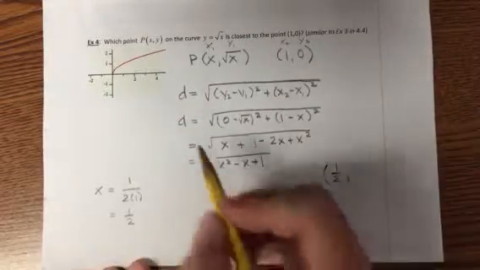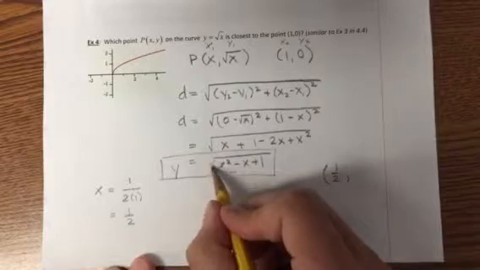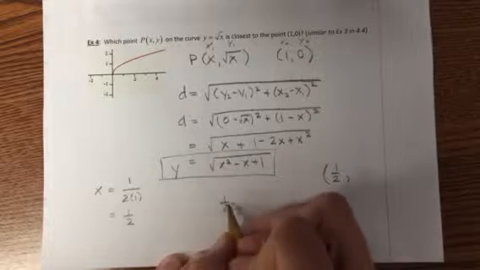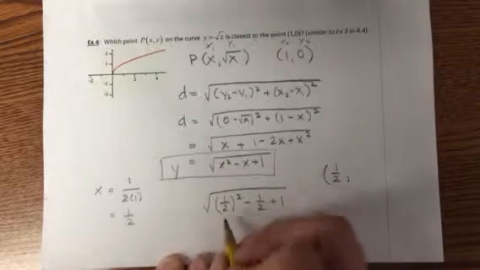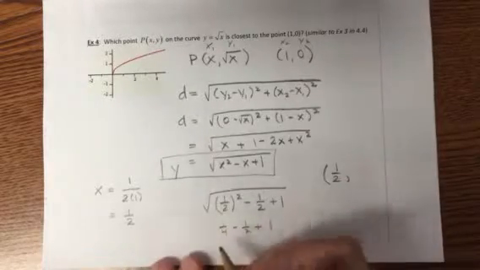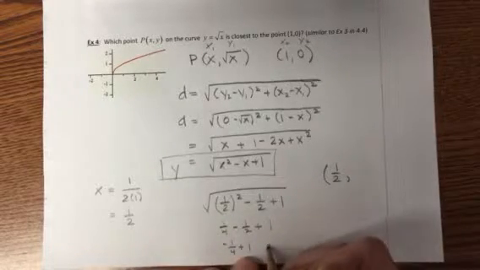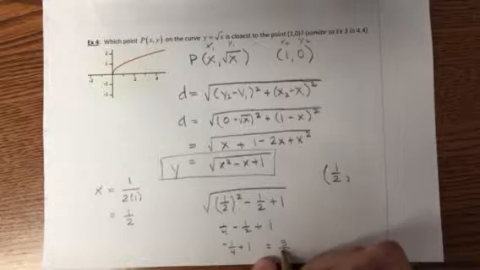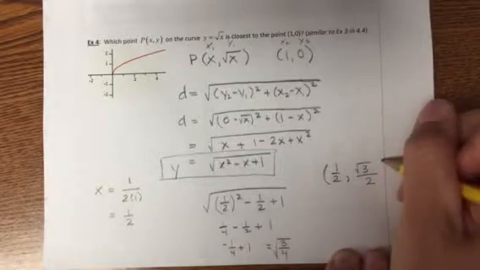And now I need to plug in that 1/2, remembering this is my distance here, so I have to make sure that I take the square root of that. So the answer is going to have the square root in there. This is 1/4 minus 1/2 plus 1, which is going to give me negative 1/4 plus 1, and that is 3/4, the square root of that, square root of 3 over 2.